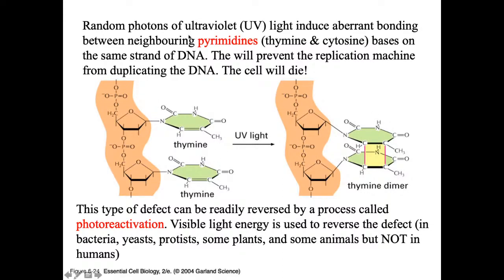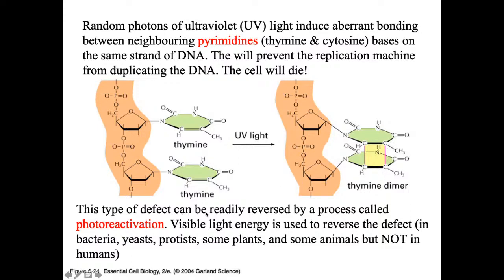So this is the example here. With UV light-induced aberrant bonding between neighboring pyrimidines, your thymine and cytosine bases on the same strand of DNA, this will prevent the replication machinery from duplicating the DNA and the cell will die. So this is your sugar phosphate. This is thymine, this is thymine. If UV light is there, they make this dimer formation. One carbon will bond with another, and another carbon will bond with another carbon.